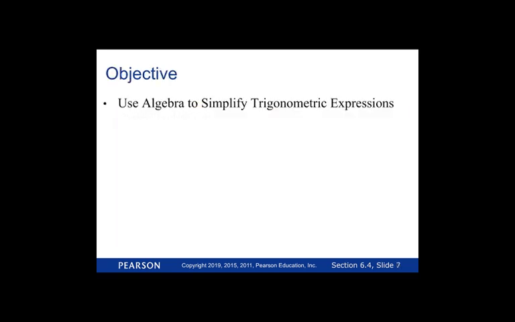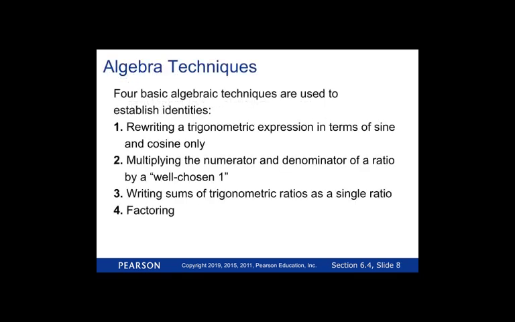So for this objective, first we want to use some algebra to simplify trig expressions. Four basic algebraic techniques are used to establish identities. We rewrite a trig expression in terms of sine and cosine only. We multiply the numerator-denominator ratio by a well-chosen form of 1. We write sums of trig ratios as a single ratio, and then factor. So these are some techniques. Let's see if we can see these in action.